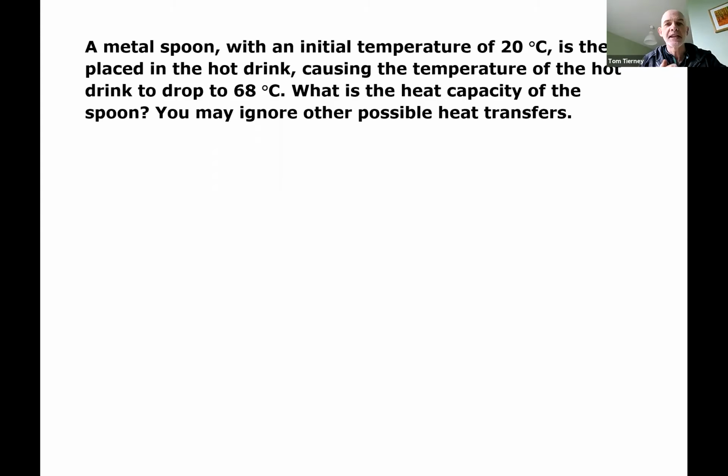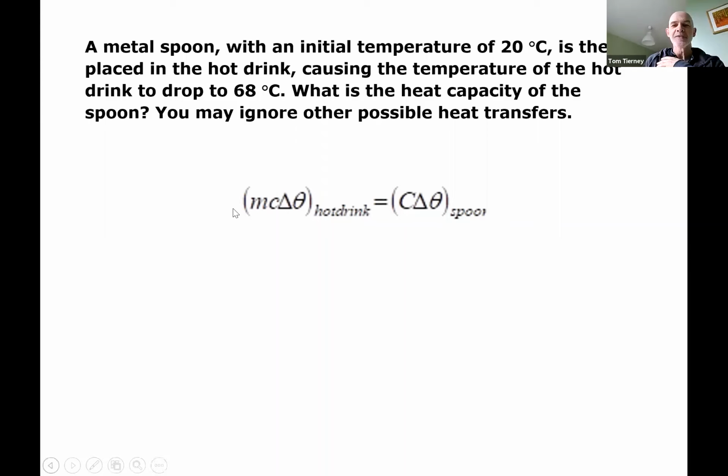Right, so then a metal spoon with an initial temperature of 20 degrees is placed in the hot drink, causing the temperature of the hot drink to drop to 68. What is the heat capacity of the spoon? So there's also arguments, by the way, about putting spoons in drinks, or when you should put a spoon into a drink, or after you make the coffee. So many arguments on this.